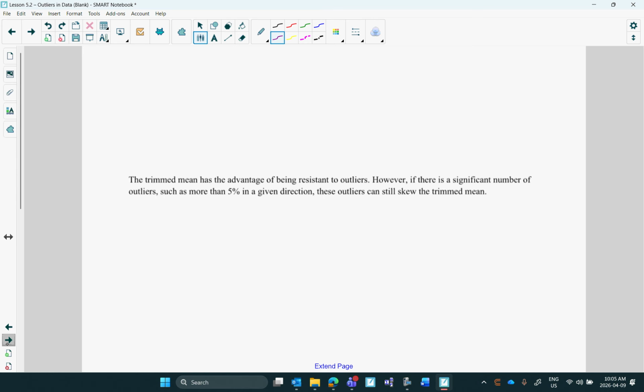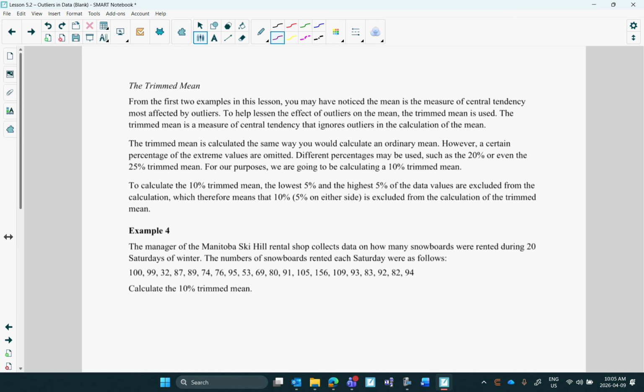Another thing that you can do is something called the trimmed mean, which is like removing the outliers. Okay? And the trimmed mean is a percentage. That percentage represents how much of the data you are going to remove. So if you had a 25% trimmed mean, you would remove 25% of the highest and lowest scores, the outliers.